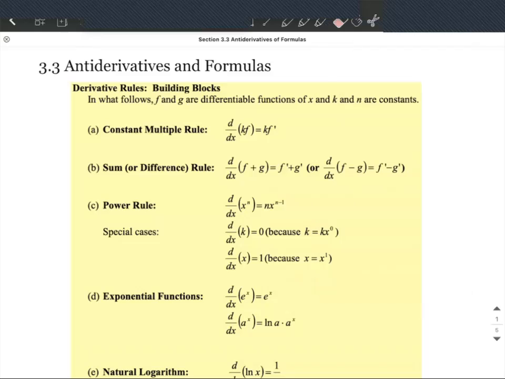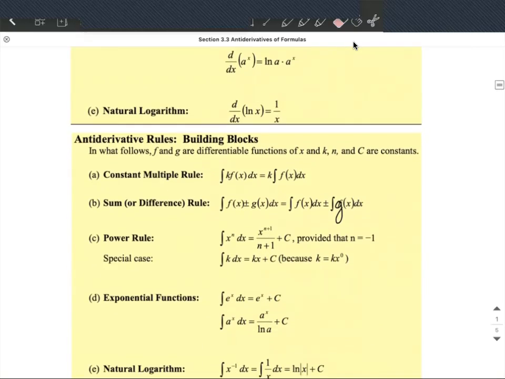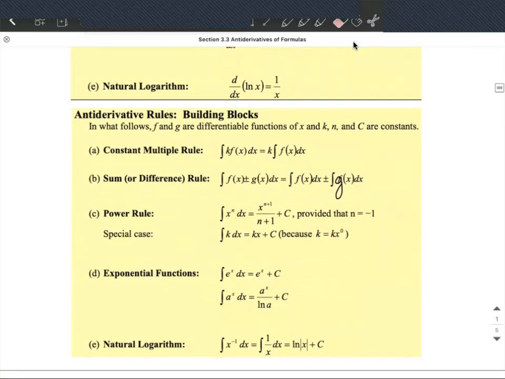Okay, 3.3, antiderivatives and the formulas that go with them. So previously this semester, we learned all of these derivative rules, all these building blocks for taking derivatives. What we have in this section is antiderivative rules that go hand in hand with those derivative rules.